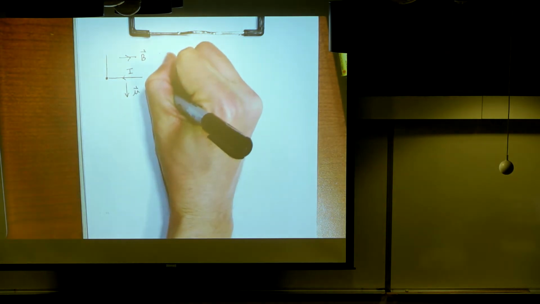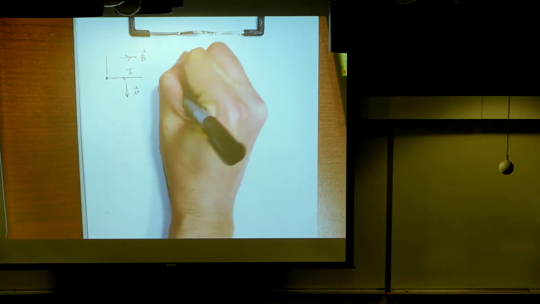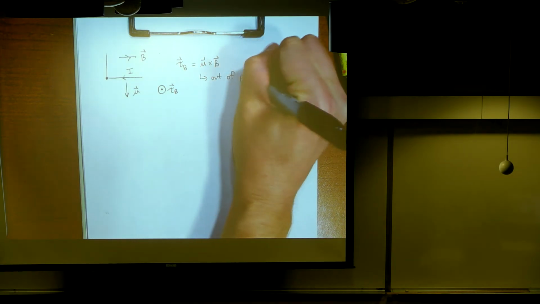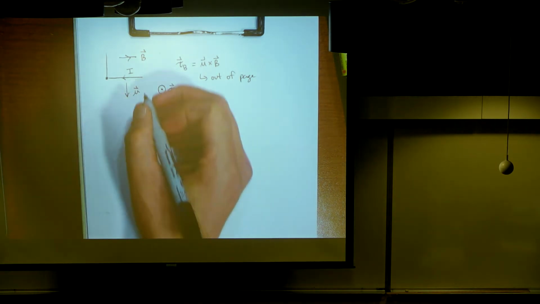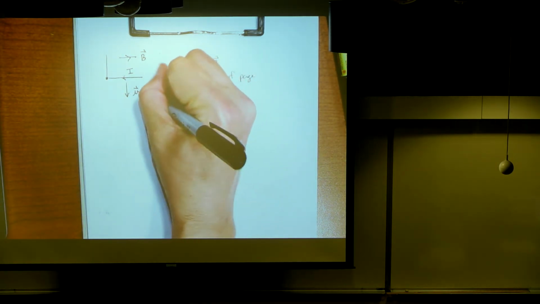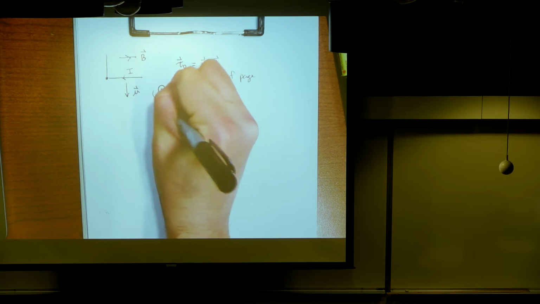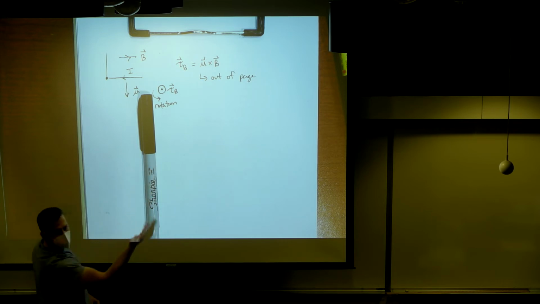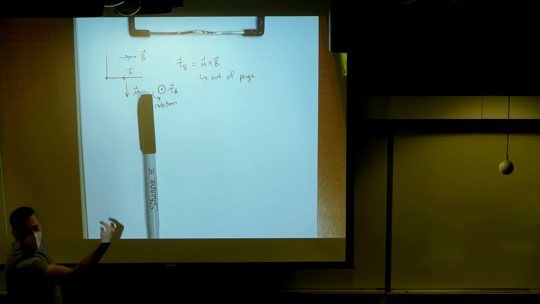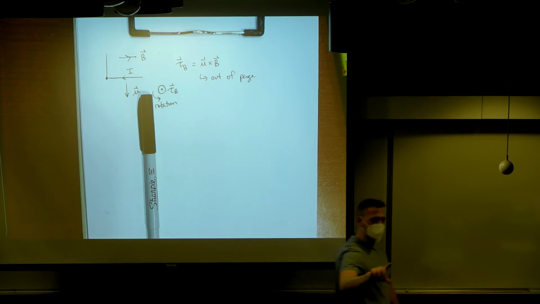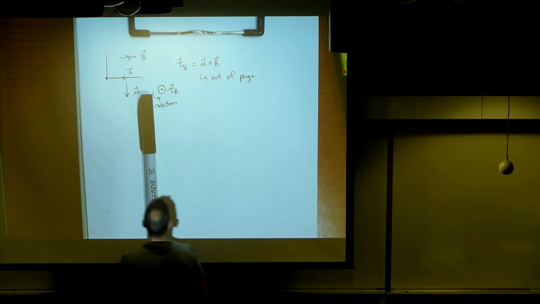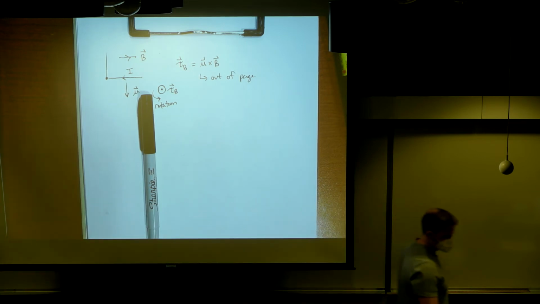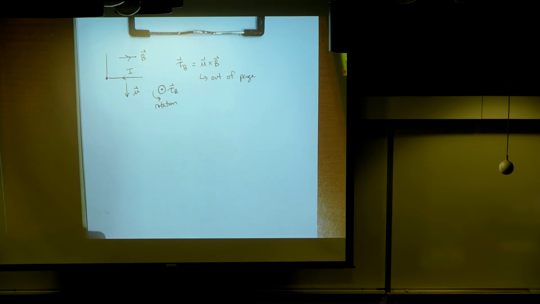So my tau B is out of the page, which means the magnetic field is trying to make the loop rotate this way. It's trying to bring it upwards, right? That makes sense? And that's what's working against gravity, by the way, because what gravity's trying to do is bring the loop downwards. That's why they can balance out, okay? But anyway, let's put a number to this guy.